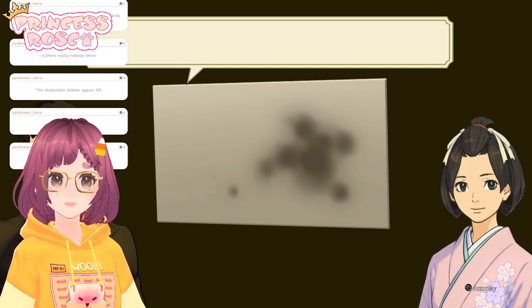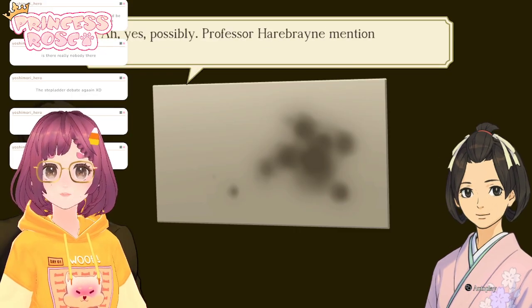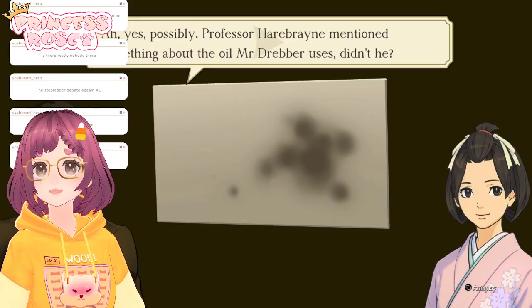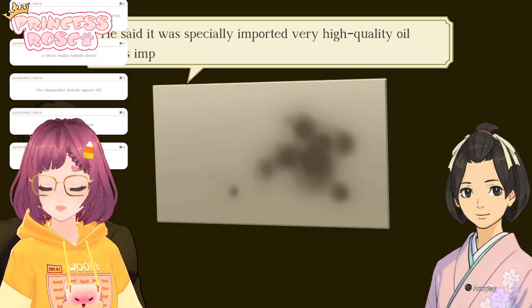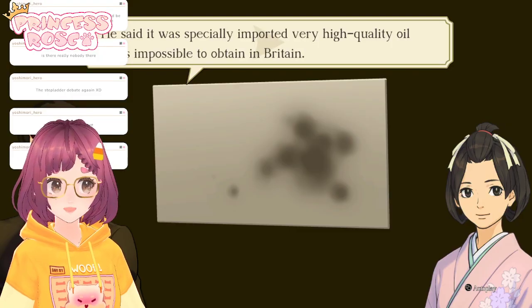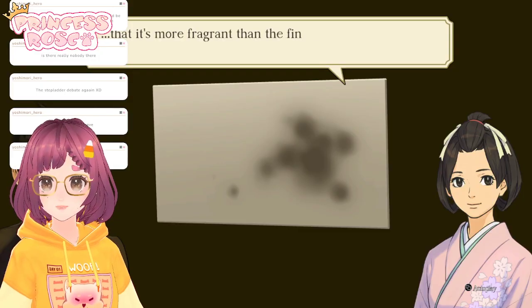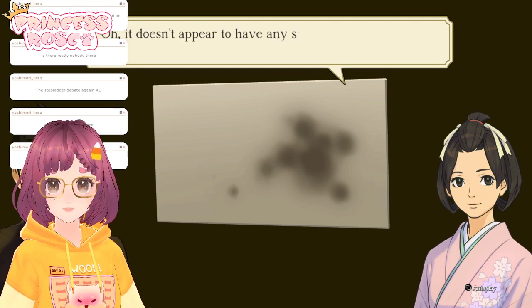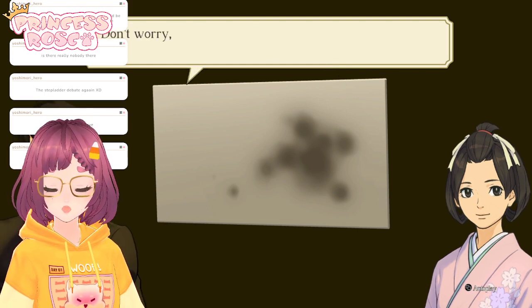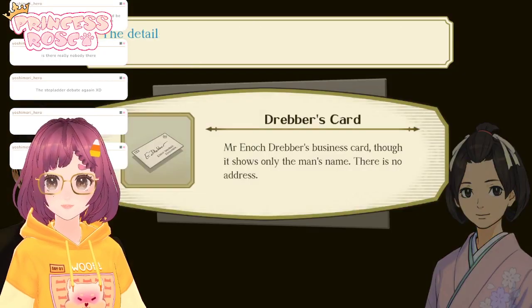There's a dark smudge here. I think perhaps it's machine oil. Yes, possibly. Professor Hairbrain mentioned something about the oil Mr. Drubber uses, didn't he? He said it was specially imported, very high-quality oil that's impossible to obtain in Britain. Yes, that's right, but more importantly, it is more fragrant than the finest perfume, so excuse me a moment. Oh, it doesn't appear to have any scent at all. Don't worry, I expect that's just because there's such a tiny amount on here.